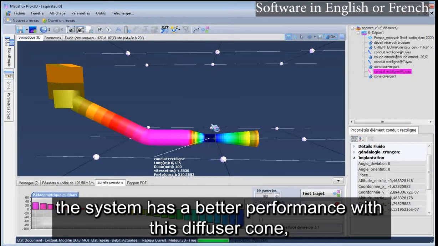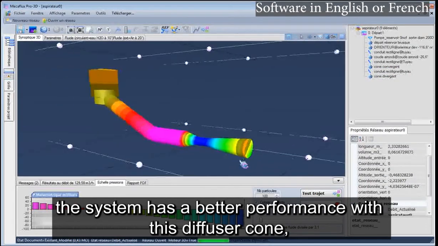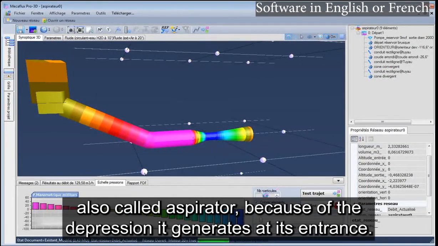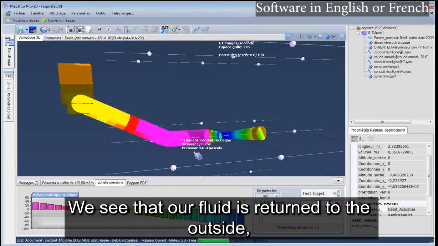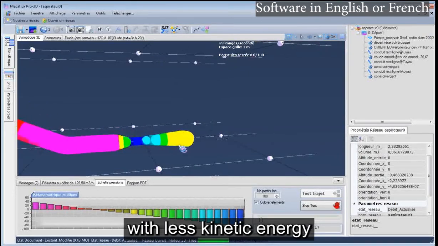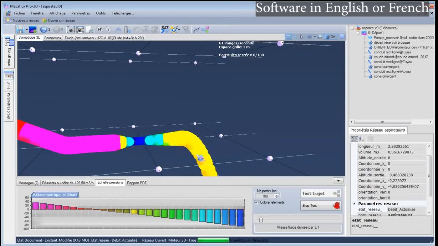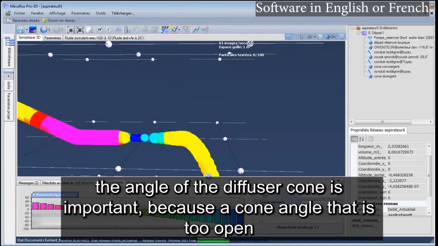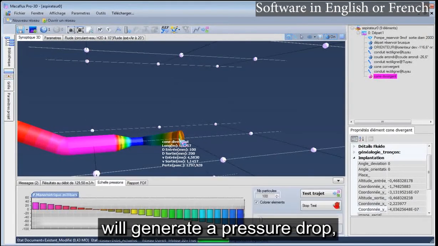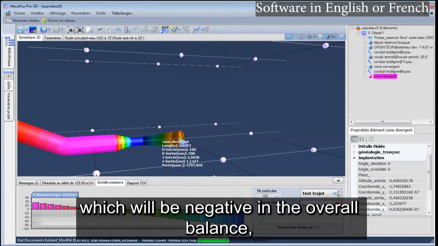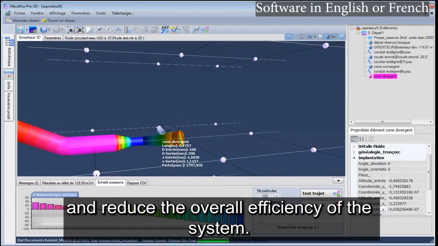The system has a better performance with this diffuser cone, also called aspirator, because of the depression it generates at its entrance. We see that our fluid is returned to the outside with less kinetic energy. The angle of the diffuser cone is important, because a cone angle that is too open will generate a pressure drop, which will be negative in the overall balance, and reduce the overall efficiency of the system.